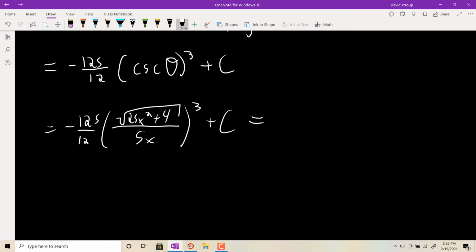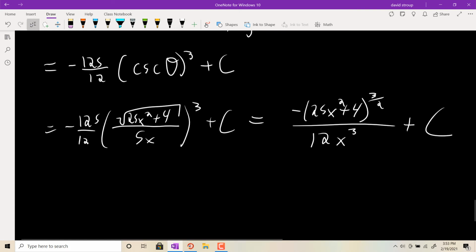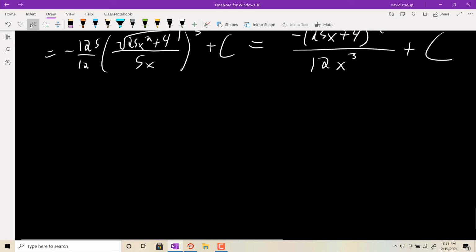If I cube that 5, I get 125. So the 125s will cancel. And I'm being left with a negative 25x squared plus 4 to the 1/2 to the 3rd power, which will be 3/2 power. And then down below you'll have a 12 and an x cubed, and then plus c. Moving on.